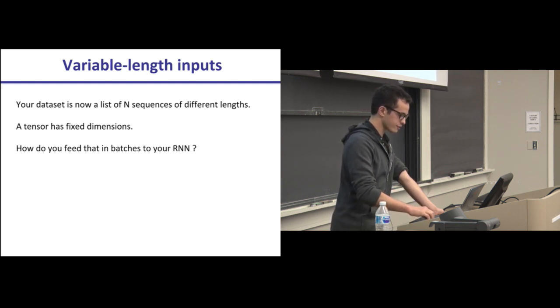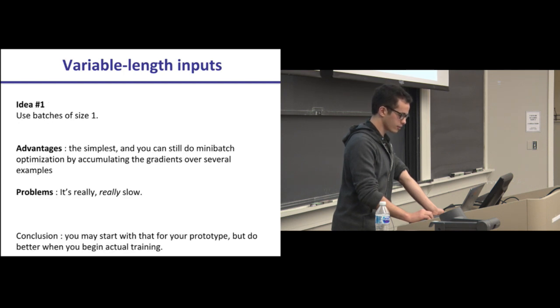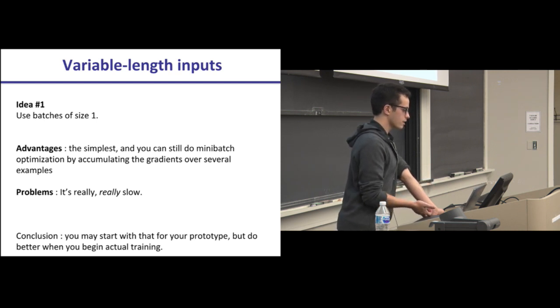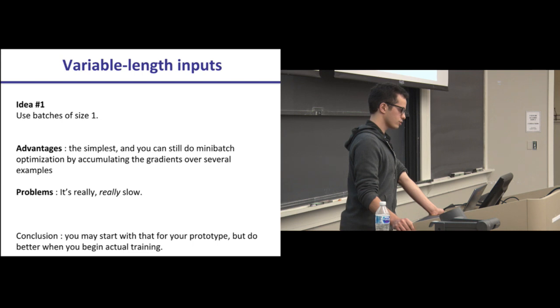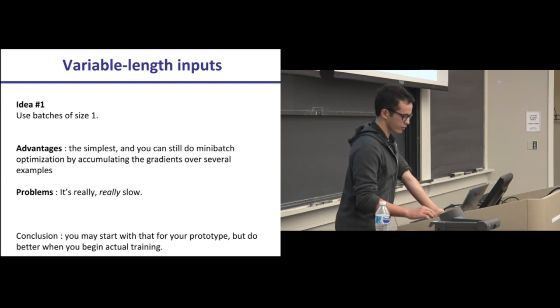The first thing you might want to try is to just avoid the problem and not do batches at all. So you can use batches of size 1. It is working, and it's the simplest thing you can do. If you have to write a model, it's a very good thing to do in order to debug your model until you're sure that it's actually learning. The thing is, it's super slow. So you would not want to do that in your actual training. You actually want to have batches.